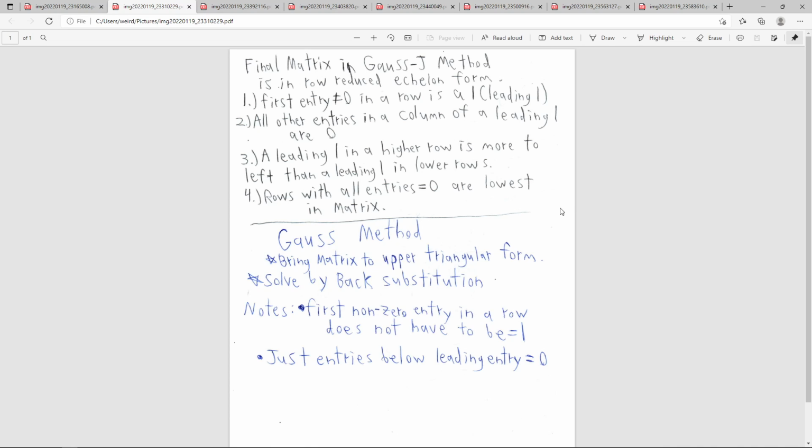So we did an introduction to that with a few examples in the last section on solving those equations using the Gauss-Jordan method. We just didn't set it up as properly. And the Gauss method is a different method, sometimes called just Gaussian. So it brings the matrix to upper triangular form and you solve by back substitution.